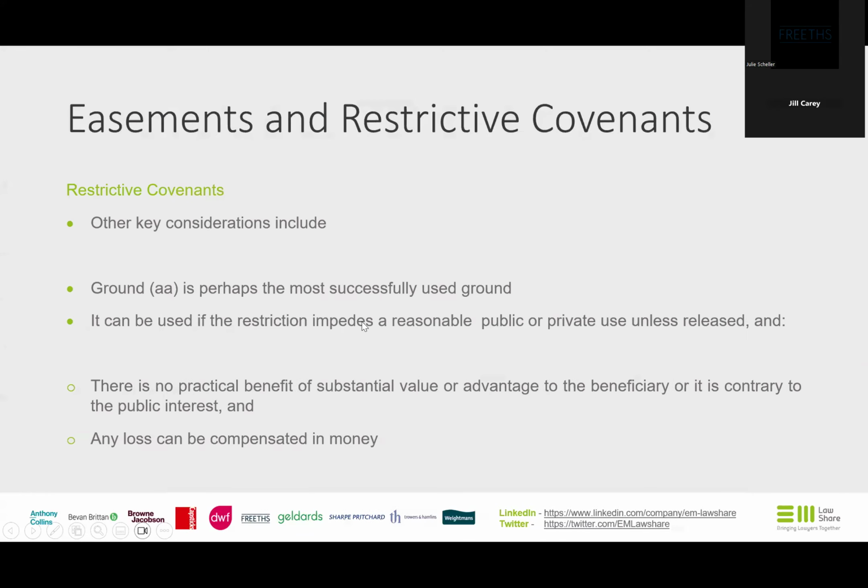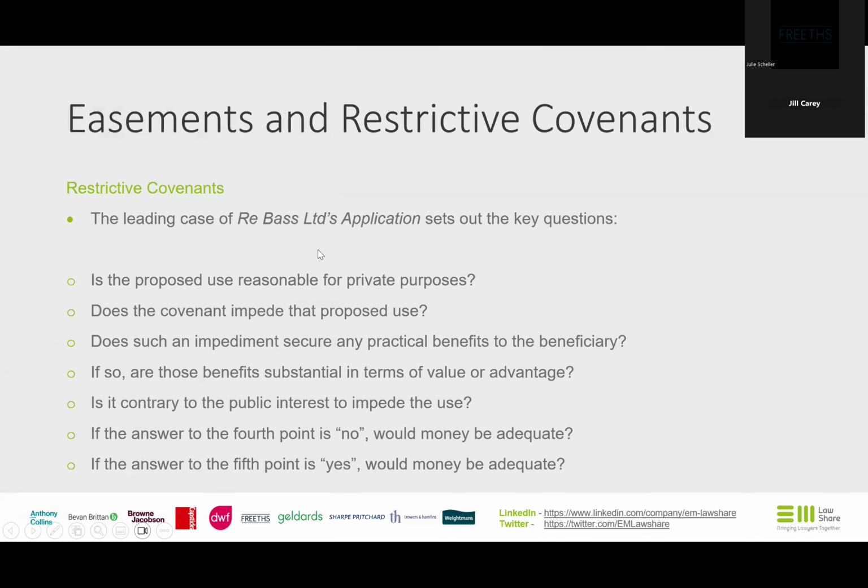Ground AA is therefore the most successfully used, most commonly used ground. And that's where you'd have to be able to show that, first of all, the restriction impedes a reasonable public or private use. Secondly, that there is no practical benefit to the beneficiary that's really worth anything, or, particularly in the case of a local authority, maybe that it's contrary to public interest, and that money is enough for the loss. So these are the key questions. The court will ask these key questions that they go through, and essentially what they're looking at is, does it impede it? Should they be able to do it? And should they have to pay to be able to do it? That's the gist of it.